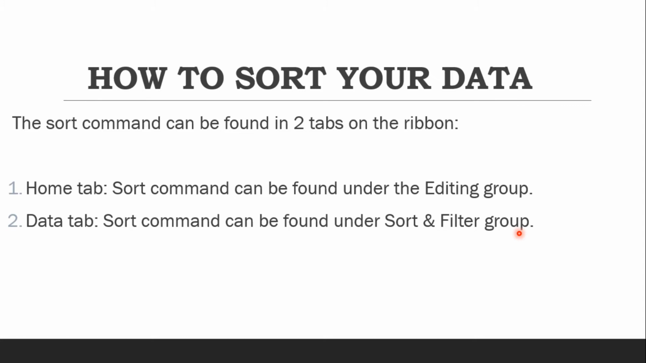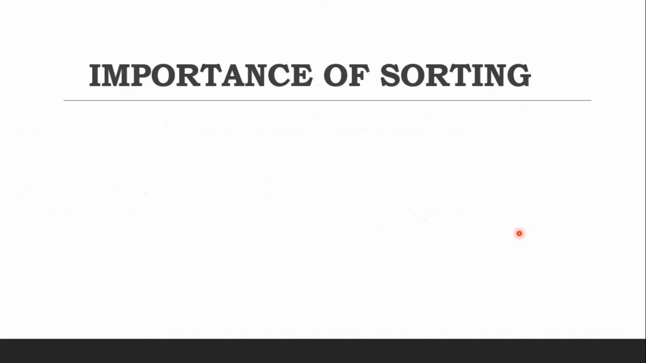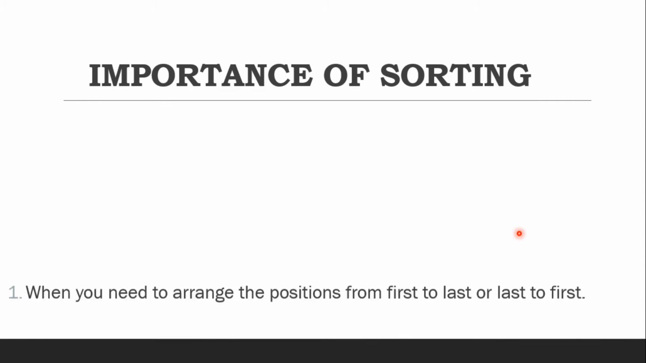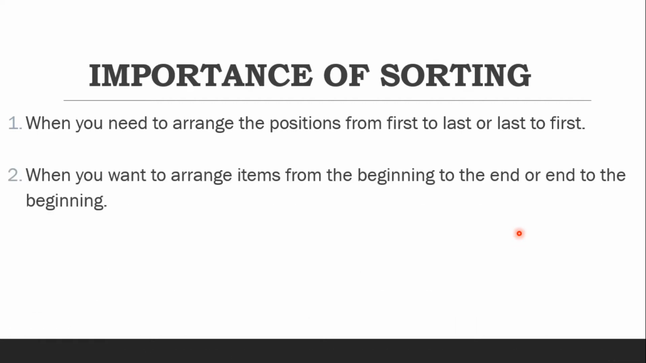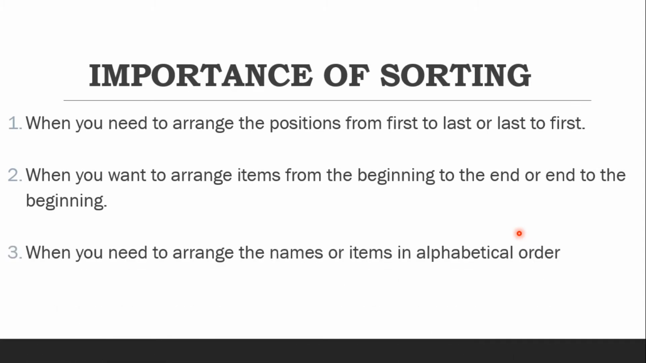Okay, now let's look at some importance. Why do we even need to sort data? First, when you need to arrange the positions from first to the last, or from the last to the first, then you would need to sort. When you want to arrange items from the beginning to the end, or the end to the beginning, you need to sort. When you need to arrange the names or items you have in alphabetical order, then you would need to sort. Now let's look at how to sort.